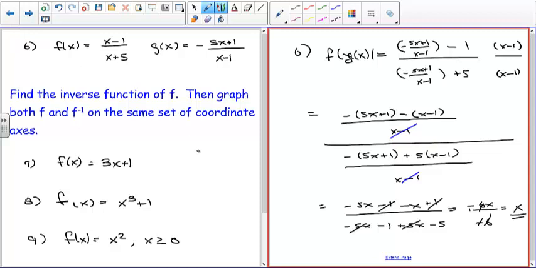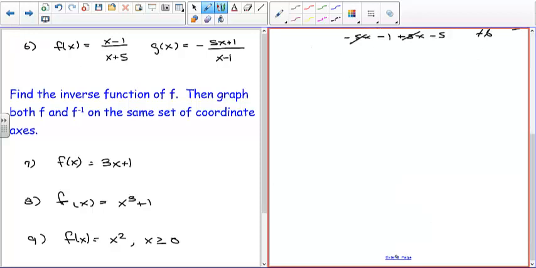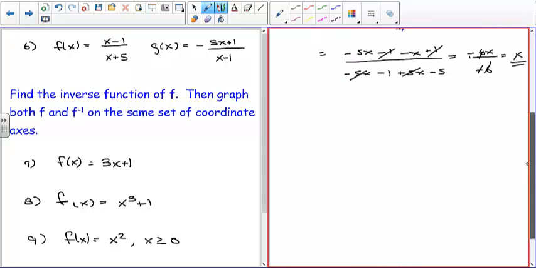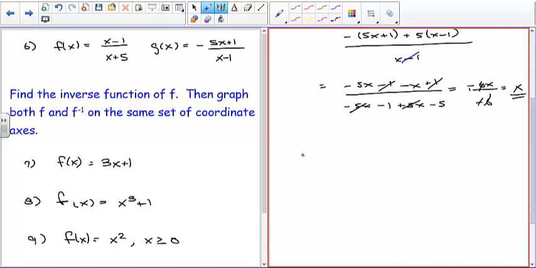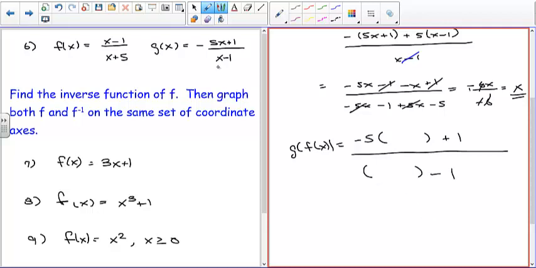The second one, so that was just f of g of x. Now we do g of f of x. So you have g of f of x. So we get negative 5 times x plus 1 divided by x minus 1. But for x, we stick in x minus 1 over x minus 5.